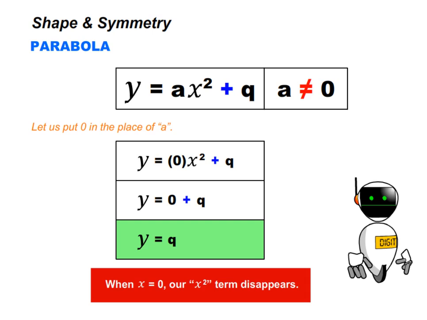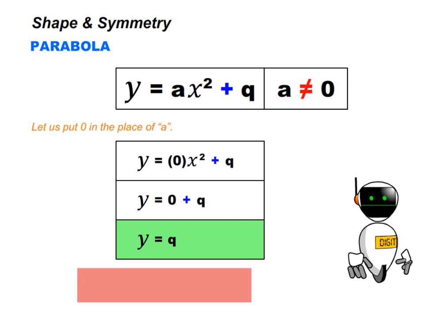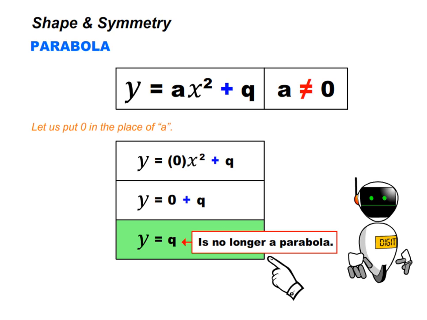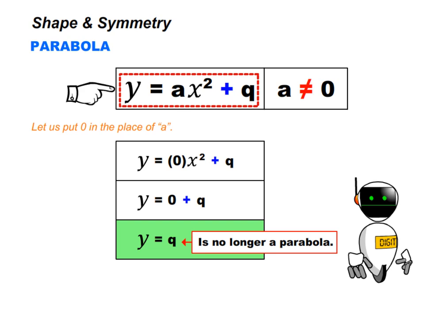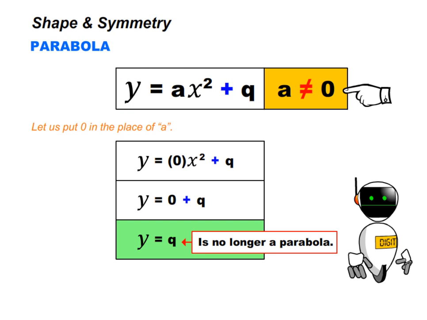The x squared term disappears. This equation, which is y is equal to q, is no longer a parabola. Look at the equation y is equal to ax squared plus q. a cannot be equal to 0. We write it like this.